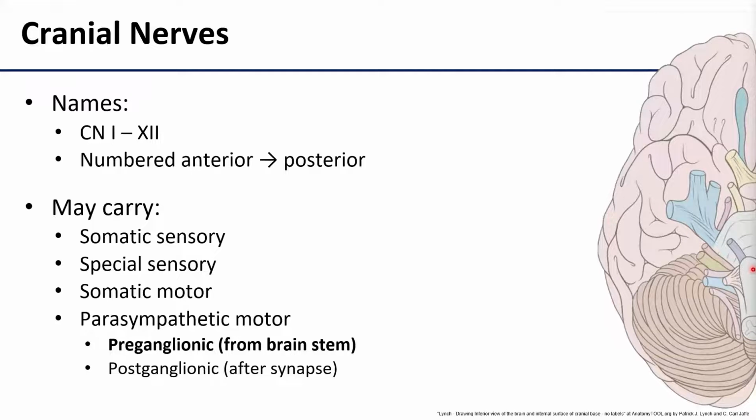We typically think of the sensation that these carry as being tactile or touch sensation, but it also includes pain and temperature sensations. All right, our next type is special sensory. And if somatic sensory was tactile, the special sensory covers everything else. All right, so these are things like olfaction or smell, vision, taste, hearing, and equilibrium. They all fit in this category.